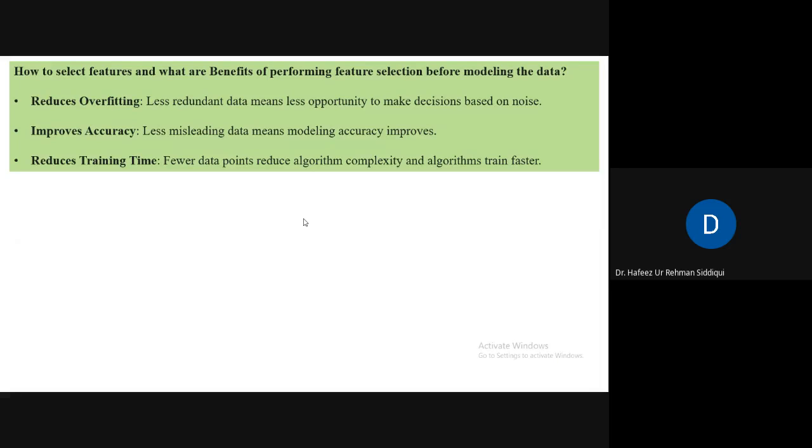Okay, so why is it beneficial? Why is feature selection important, and how is it beneficial? It reduces overfitting, it improves accuracy, and reduces training time. So like in the previous example, if you select 20 features, it will take more time in training. But if you select 10 features out of 20, probably you will have half of the training time of the 20.